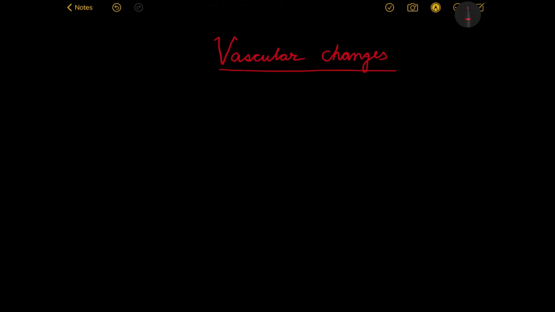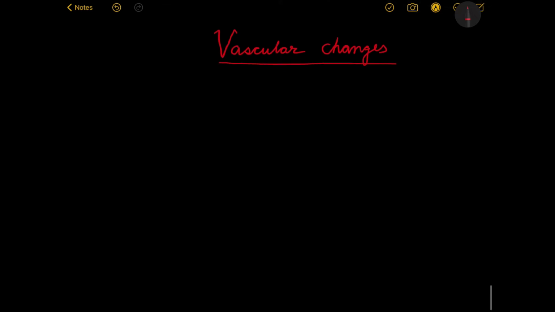So now, as you can see, we are back with red. Vascular changes. Vascular changes, what does this actually mean? Obviously, from the name itself we can say that it's regarding the changes that are going on in the vascular section. Vascular means blood and blood vessels. So blood and blood vessels, both, there is something going on in them. What?